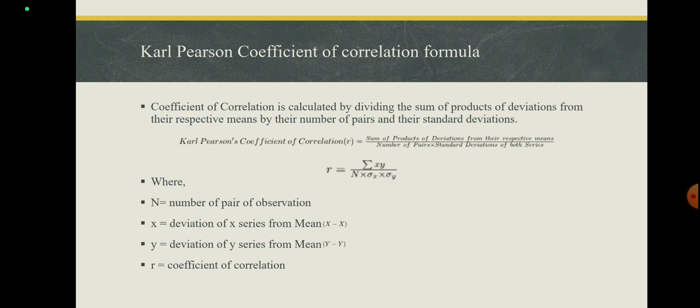Then we can look at the Karl Pearson coefficient of correlation formula. It is denoted by r. r is equal to the sum of the product of deviations from their respective means, that is sigma xy, divided by the number of pairs n times the standard deviation of x times the standard deviation of y.